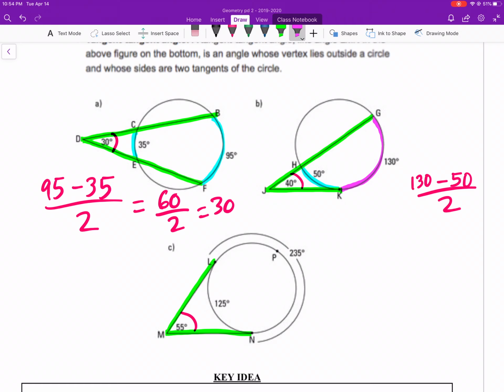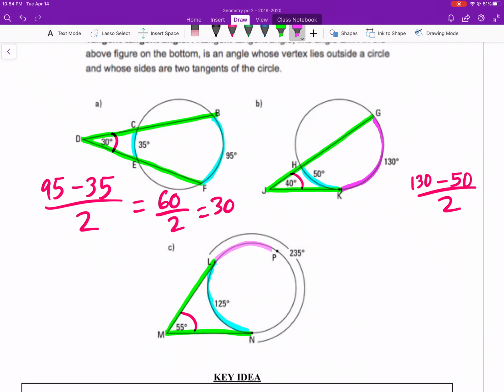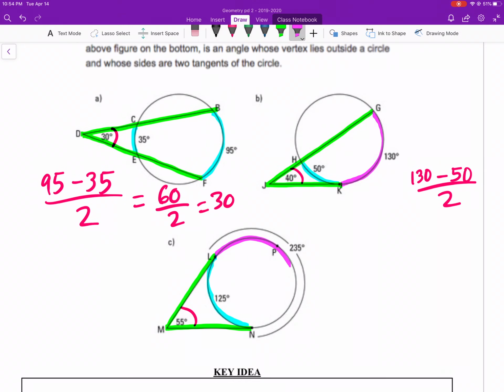And then the same thing here for letter C. There's a minor arc that gets intercepted. Remember what intercepted means. It just means the angle opens up and hits that arc. So the minor arc is 125. The major arc is really the rest of the circle, in this instance, the 235. So where that exterior angle comes from is the major arc minus the minor arc, and you divide it by 2. So it's the difference of the arcs, and then you divide it by 2.